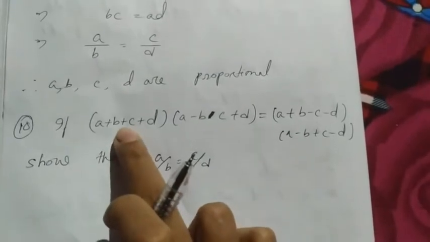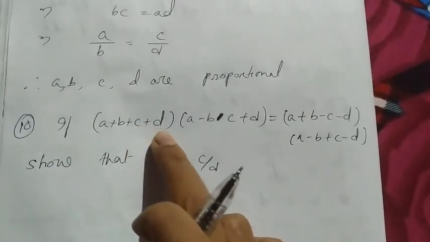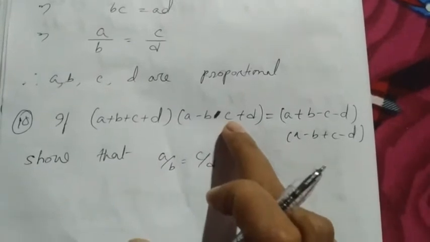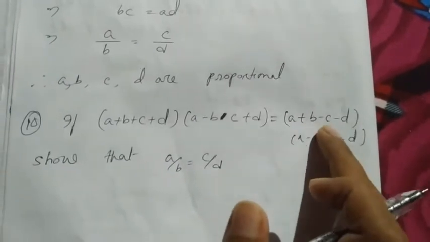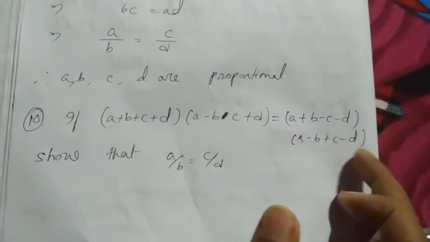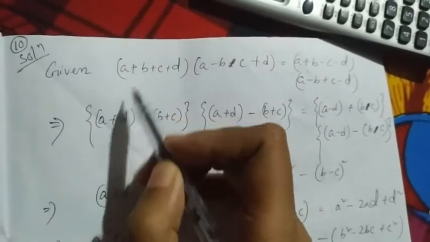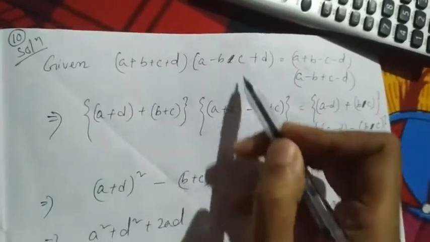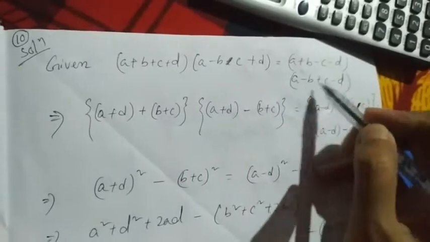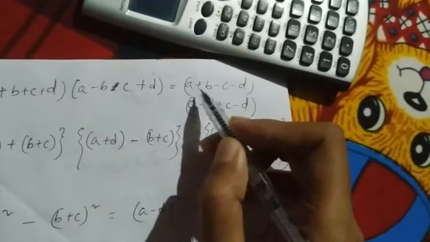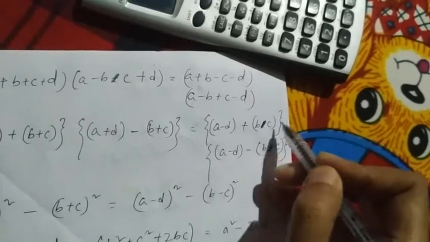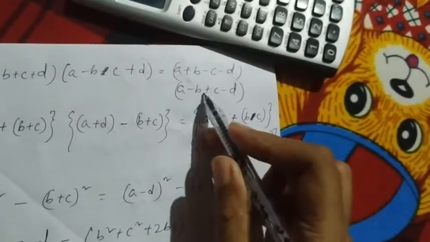Question number 10. If A plus B plus C plus D into A minus B minus C plus D equals A plus B minus C minus D into A minus B plus C minus D, then show that A by B equals C by D. It is also the same. You have to multiply. I have done the question like this: A plus D plus B plus C, A plus D minus B plus C. Here you see A minus D plus B minus C, A minus D minus B minus C.